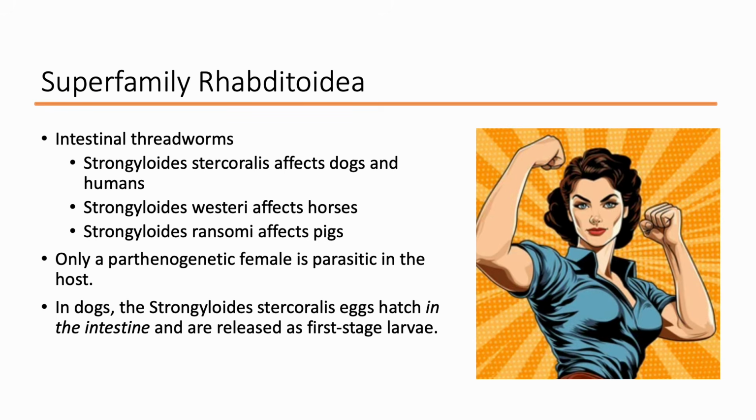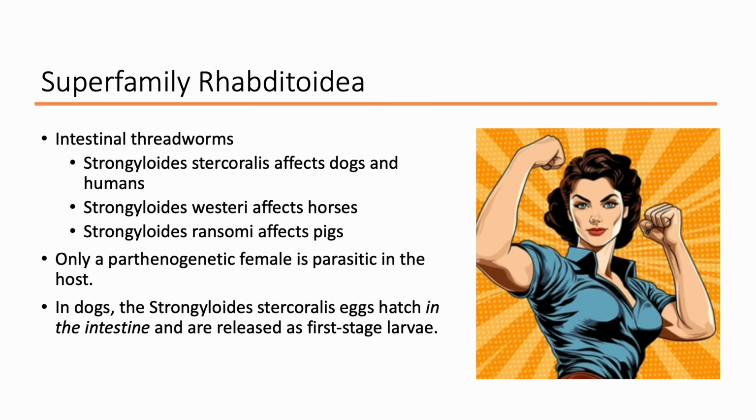Only a parthenogenic female is parasitic in the host, and you're probably wondering what that word means. Parthenogenic is a condition in which the females produce their eggs that develop without fertilization. So no male is required. The eggs can complete the life cycle without fertilization from a male.